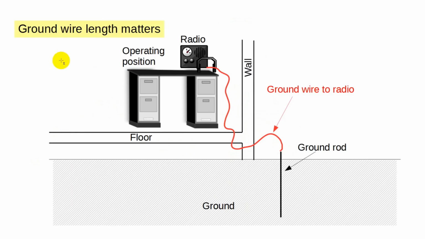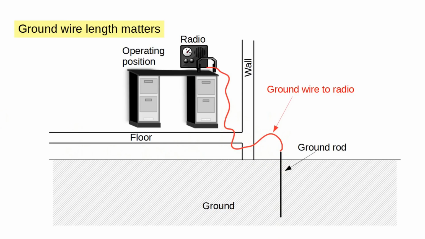A ground in your operating station should look something like this. A ground rod right outside your station. In my case, I've got a crawl space, so my ground lead goes down and then out. So I don't have anything direct to the outside, it goes to the ground.